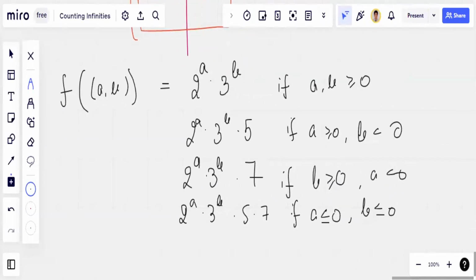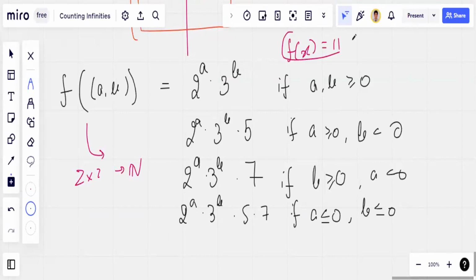For other people who know what's going on, try to verify that this is a valid injection from Z cross Z to N, and hence this is countable. See, nowhere in our set is there an element x such that f of x is 11. But that doesn't matter. We are counting, so we skip 11 in our counting. So try to verify that this is an injection.